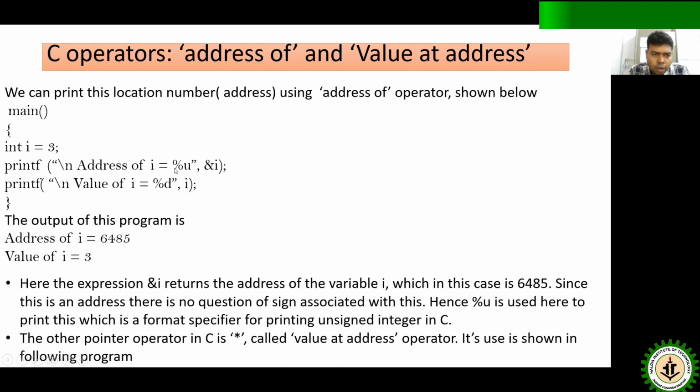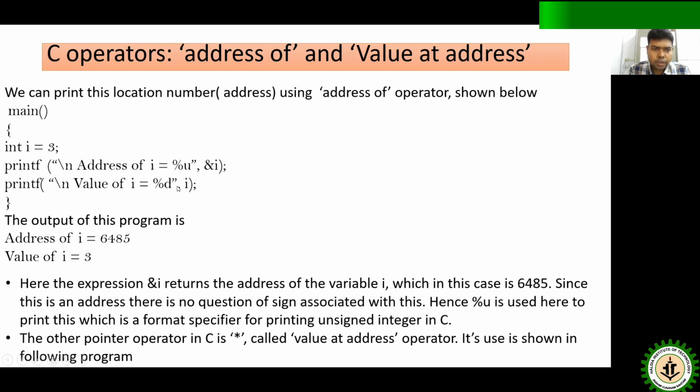And how can we print it? To print this, we use the syntax percent u. Why percent u? Because normally we use percent d to print any integer, but percent u is used to print an unsigned integer. The address of any variable is always a positive integer, so there is no chance of getting a negative integer. That is why, while printing the address of any variable, it is always an unsigned integer, so we use percent u.